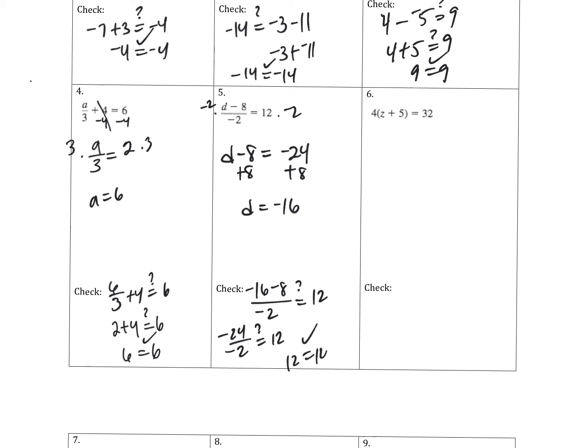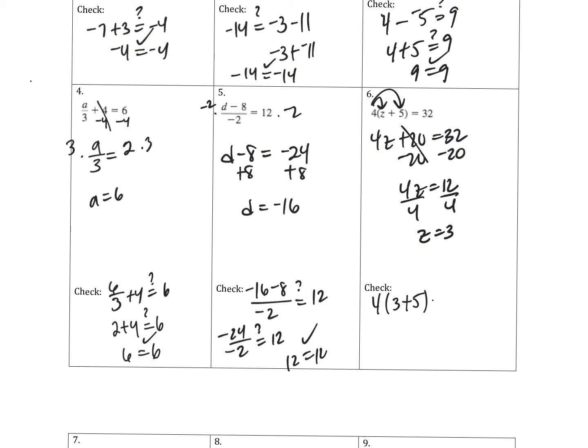That's true. To get rid of these parentheses, we're going to distribute inside first. 4z plus 4 times 5 is 20 equals 32. Now we're solving like normal. Let's move that 20 over. We'll get 4z equals 12 and divide by 4 on each side, z equals 3. Let's check. 4 times 3 plus 5, does that equal 32? 4 times 8, is that 32? Yes, so we got it right.